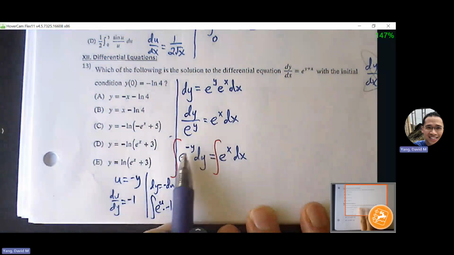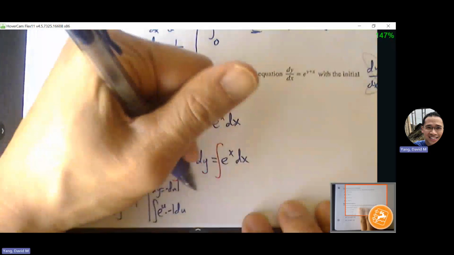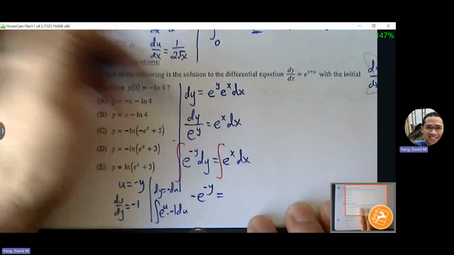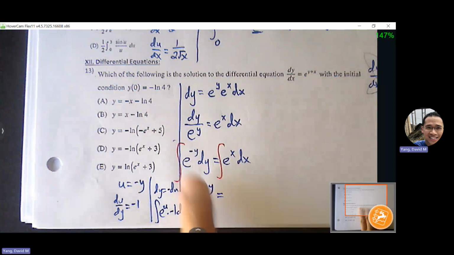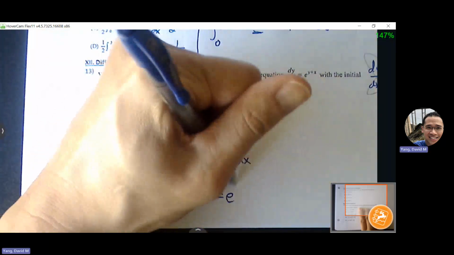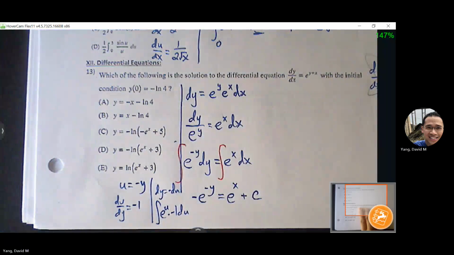Basically, this is going to end up being e to the negative y times negative 1, because there's a negative 1 left over. So this ends up being negative e to the negative y as our antiderivative. E to the x will stay what? Just, yeah, the integral of e to the x is just e to the x, and then plus c. Okay, so we're done with the calculus. Now, how can we get y by itself?